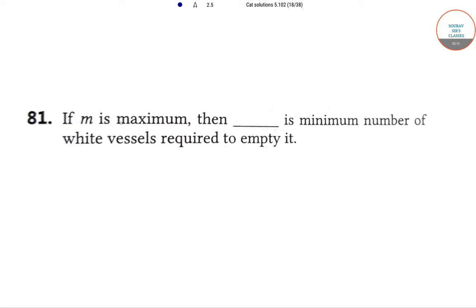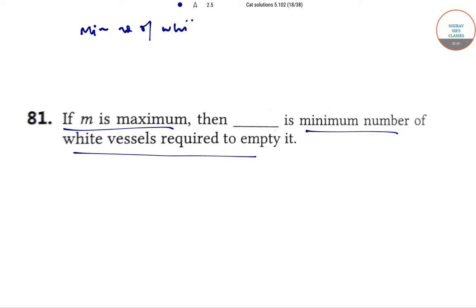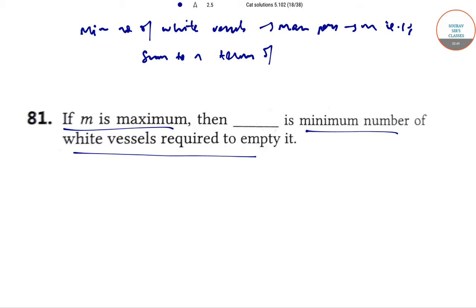The next question, which is also a continuation, is: if m is maximum, then dash is the minimum number of white vessels required to empty it. Now, to find the minimum number of white vessels required to empty the vessels for the maximum possible value of m, that is 10, we have to use the formula of sum to n terms of this AP series.